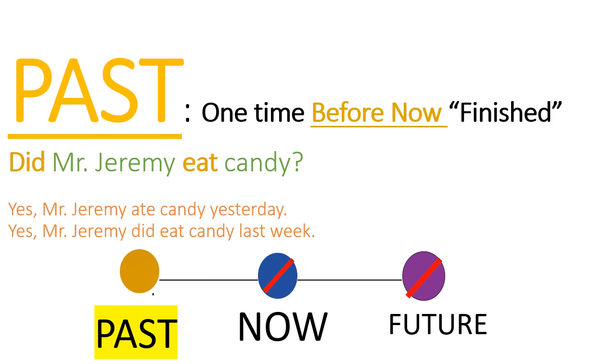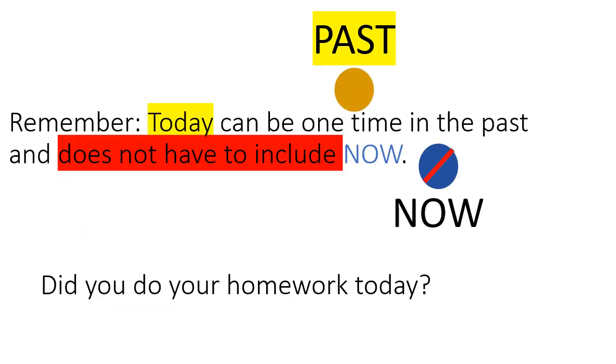And if you look at the picture here, we're not talking about now, we're not talking about after now, which is the future. We're just talking about one specific time in the past. So here are examples of times in the past. So we can talk about today. Okay, today can be one time in the past and does not have to include now. So if I ask you, did you do your homework today? That is one time in the past. We're counting today as one time.